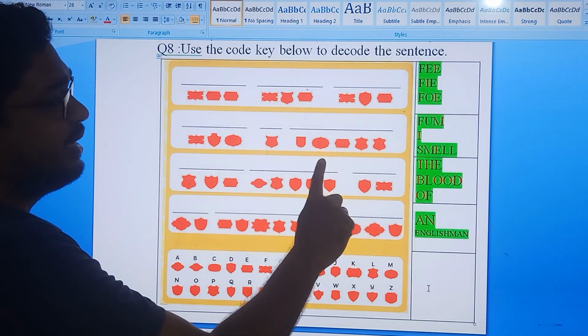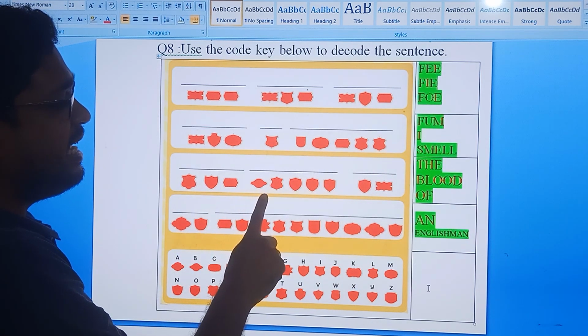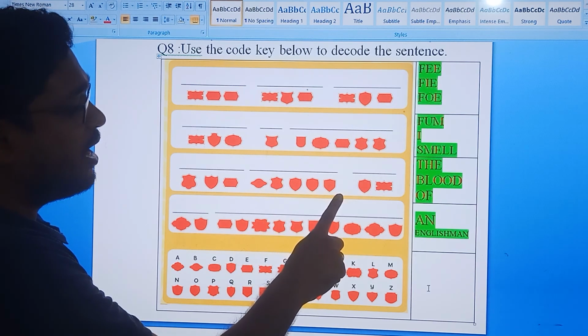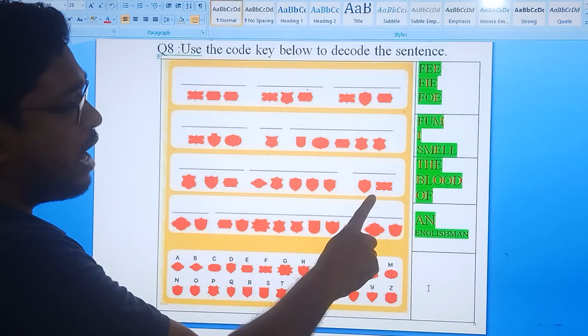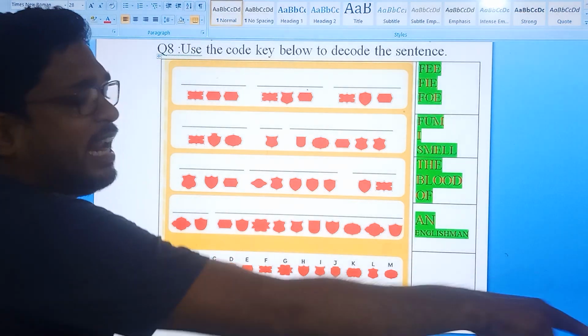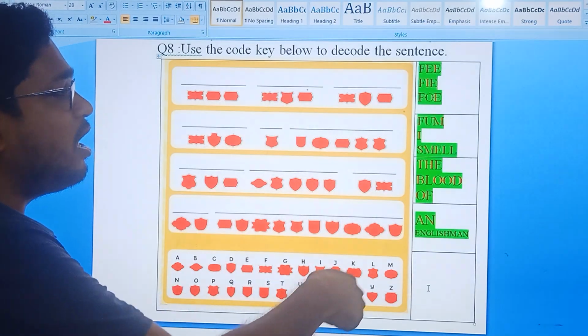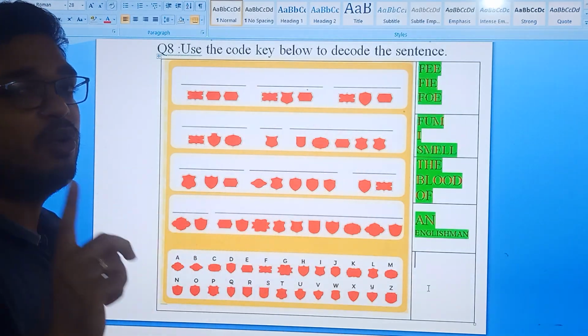Likewise it's S-M-E-L-L, smell. T-H-E, the. B-L-O-O-D, blood. O-F-F, A-N-N, and it's Englishman. Okay. So you have to look at all the questions carefully and decode them.